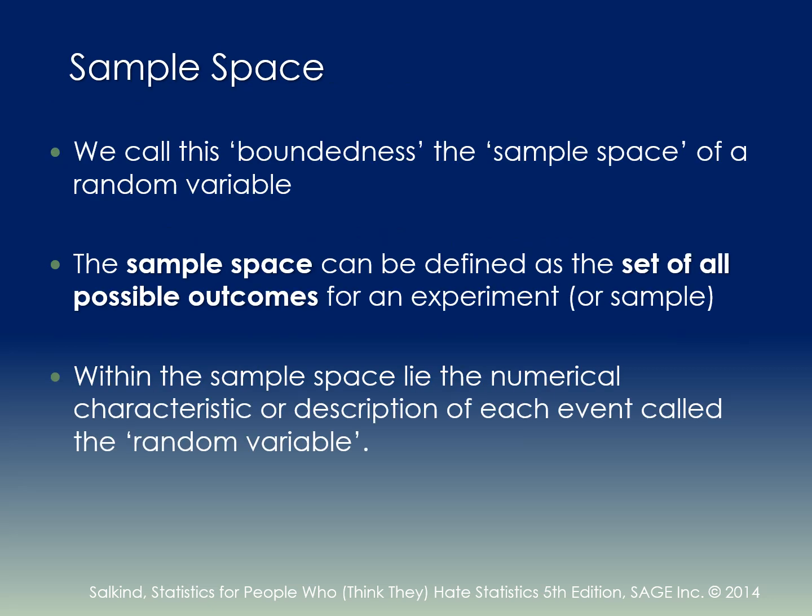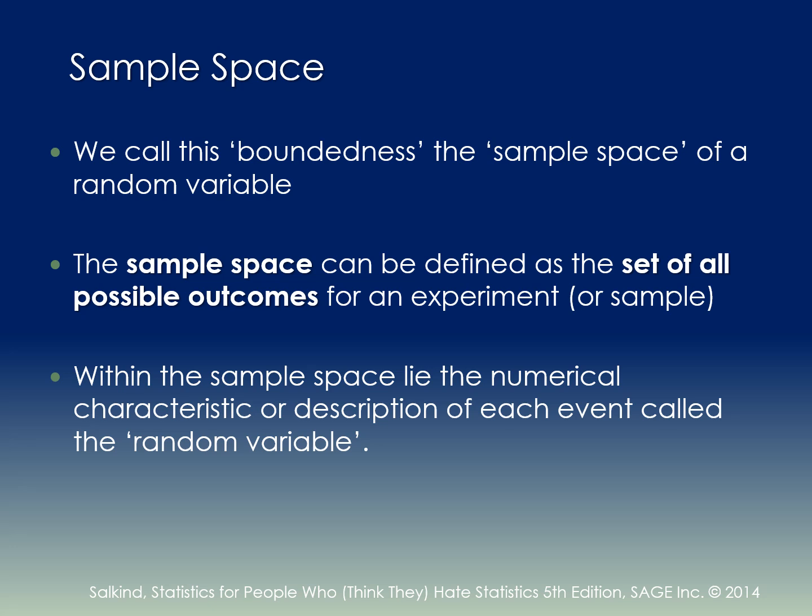And so we call this boundedness, what we call the sample space of a random variable. Just think about sample space for right now. The sample space is defined as the set of all the possible outcomes in an experiment, or in a sample, or in our case, flipping a coin. Because when you think about it, flipping a coin really is running an experiment, isn't it? You're actually doing something to elicit an outcome.